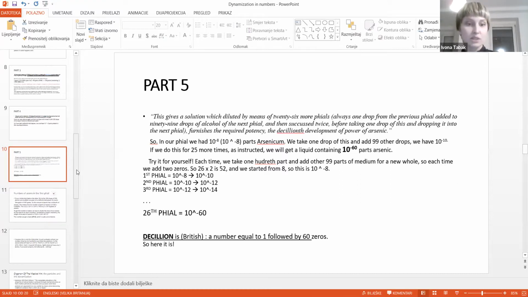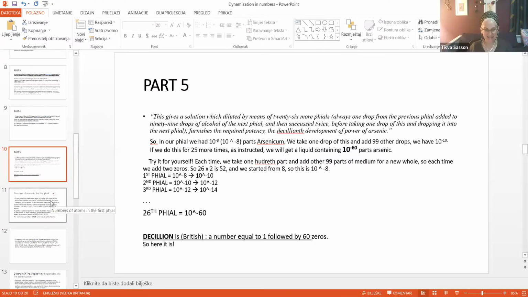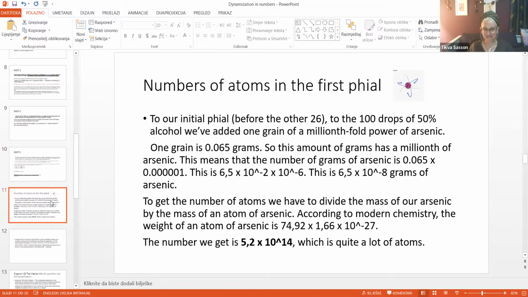Now, for me, comes the most fun part. And this is how many atoms are present. So we mentioned we triturate in 3 parts. So for 3 hours, we triturate. And then we take 1 grain from the powder we've made, and we add it to 100 drops of alcohol. So how many atoms, I asked myself, do we have of arsenic by this point? And it turns out we have a lot of them. To be exact, I don't even know how to express this number.